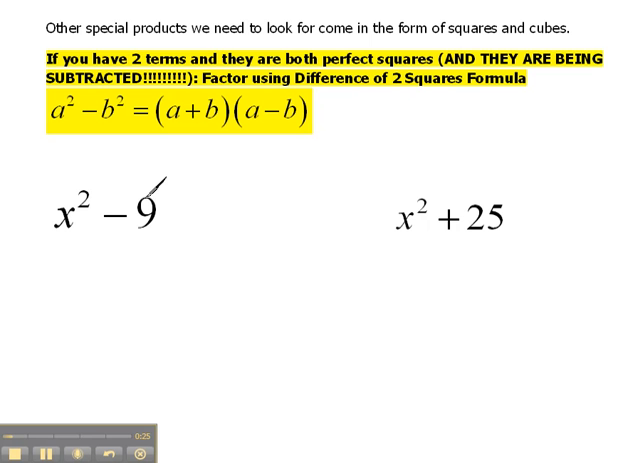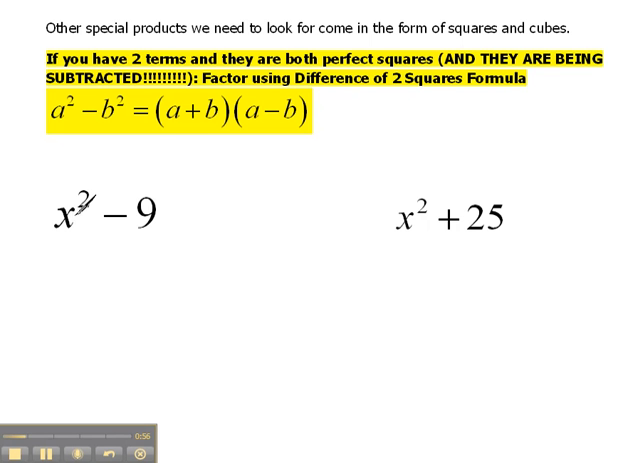Just to recap, if you have 4 terms, we factor by grouping. If you have 3 terms, then you factor by trial and error or by the product-sum method. If you need to review any of those, you can go back and watch those videos. Now in this case we have 2 terms, and when we have 2 terms, we have to be working with either perfect squares or perfect cubes. Those are our only 2 choices.